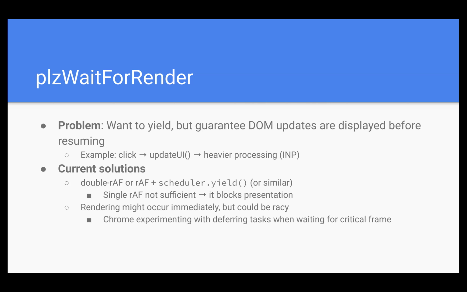I know this does come up a lot where people just want a way to do this double RAF. They want to update the DOM, get out of the way, make sure it's displayed, and then continue and do more mutations. So double RAF has been one way historically that we've solved it. People are always looking for something simpler. You could do RAF plus scheduler.yield, that seems fine too. But is there room for an API here?